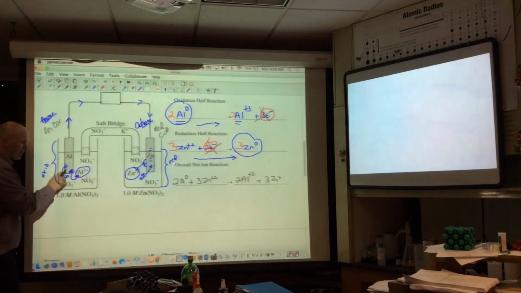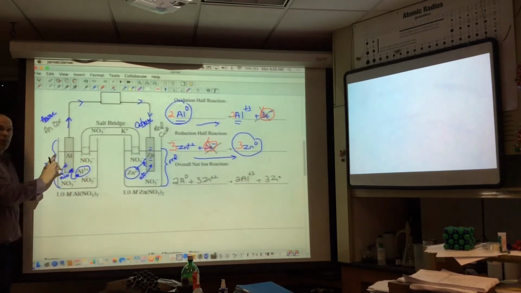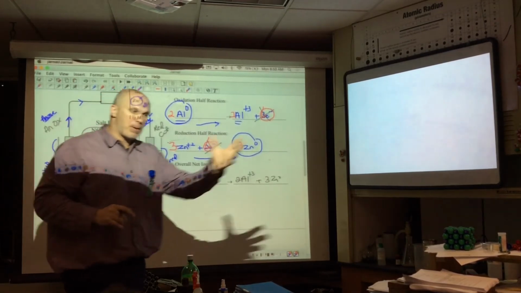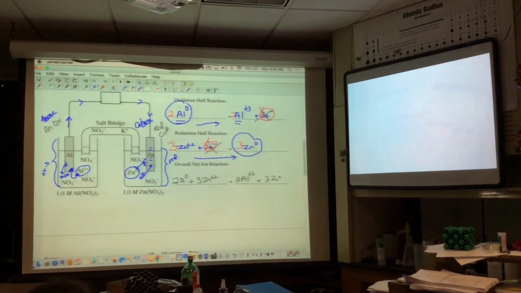By producing aluminum plus 3, electrons would never flow away from a positive, so we need something to keep this from getting positive and that from being negative. The salt bridge maintains electrical neutrality by allowing the ions to flow. And who's going to flow? The beaker to the left, the oxidation beaker, is getting positive. So who's going to flow?